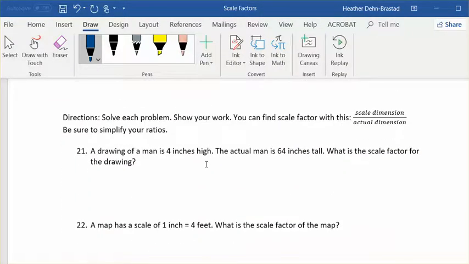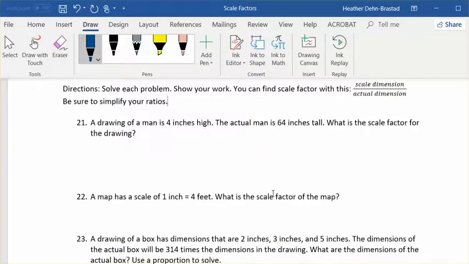And then the last section is some word problems. There's some where you just have to find the scale factor. So then you're going to use this model: the scale dimension over the actual dimension is equal to the scale factor. Scale dimension over your actual dimension. So in some of these, that's all you have to do is find the scale factor, like in number 21 and 22. So you write it like a fraction and then simplify your fraction.